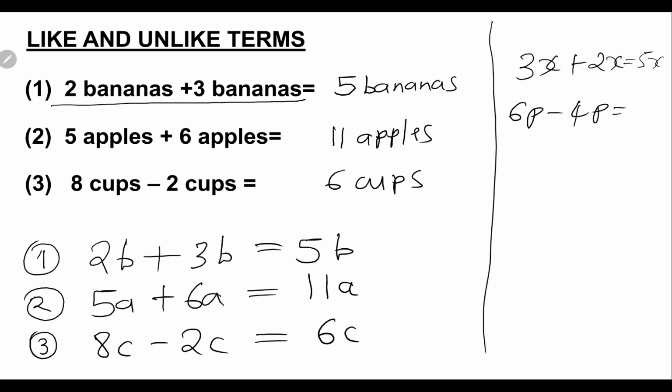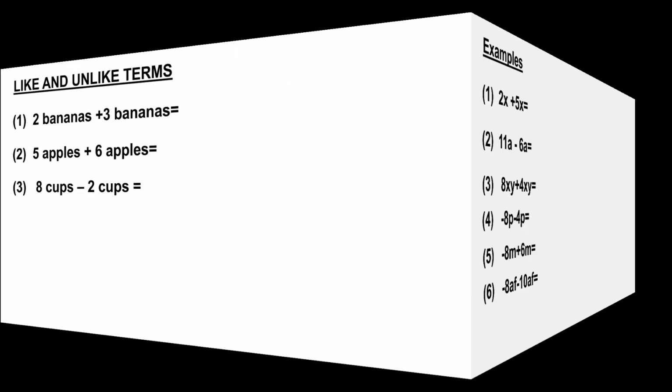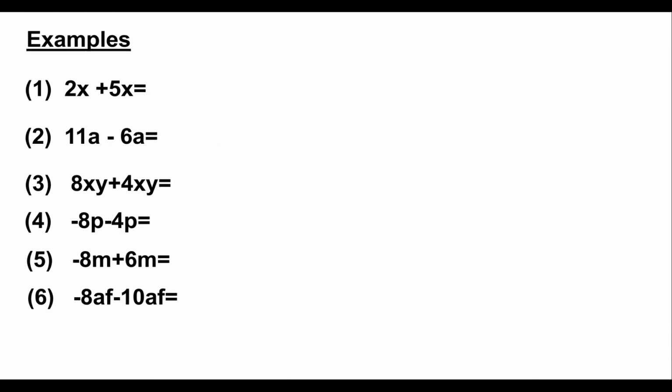What do you think is the answer? The answer is 2p. So this is what we have in algebra. So without getting into the actual like terms and unlike terms, let us do some examples of just what we are going to be looking at in algebra.